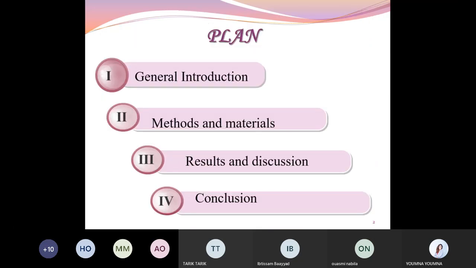The plan of work will be presented in the following way. After the introduction, we have cited the methods and the materials, followed by the results and the discussion, and finally, we will end with the conclusion.